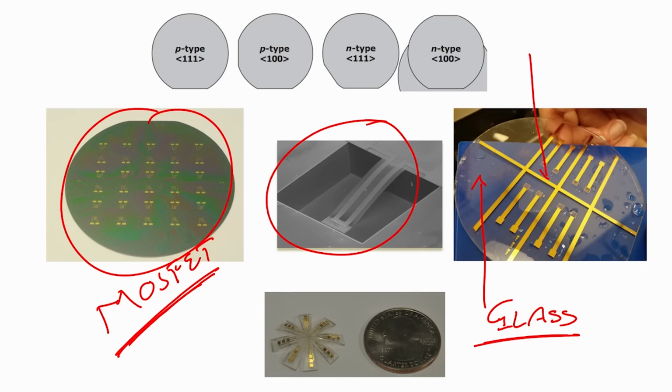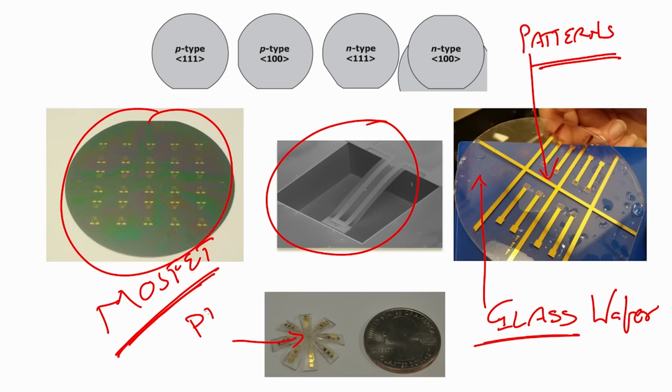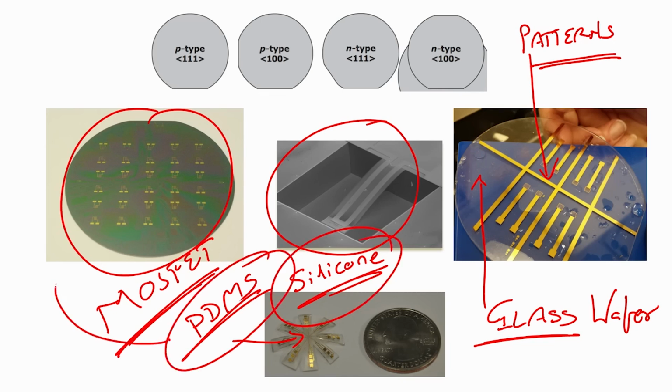These are some patterns on the glass. This is a glass wafer. Finally, what you see here is PDMS, it is also called silicone. This is soft, this is flexible, silicone PDMS, it is flexible.